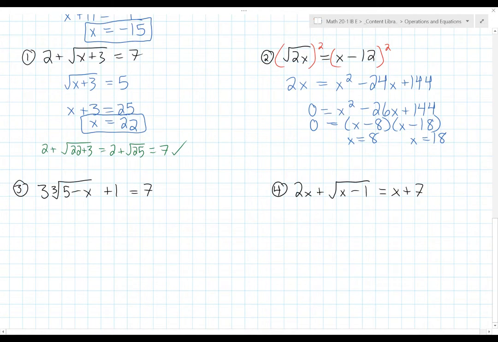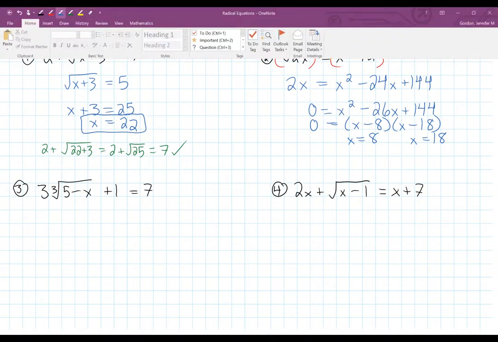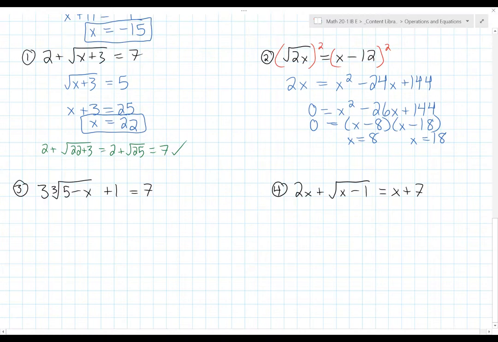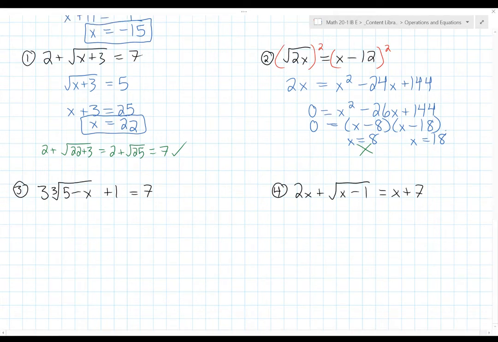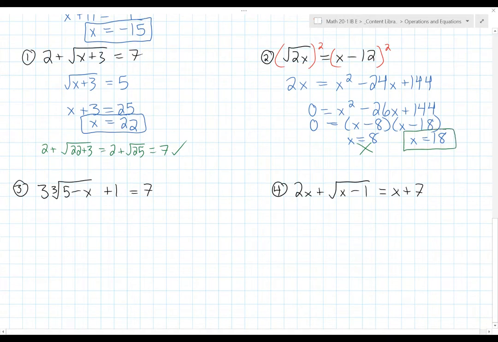Sometimes they will both work out, sometimes neither of them will work out. In this case, we'll just assume I'm checking it on my graphing calculator, so just plugging stuff in. In this case, the 8 does not work. And you see it if you check it by hand, that on the left-hand side you get the square root of 2 times 8, so the square root of 16 is 4, which is positive. But on the other side you get 8 minus 12, which is negative 4, so that doesn't work out. But the 18 does work, so we have one solution, x equals 18.